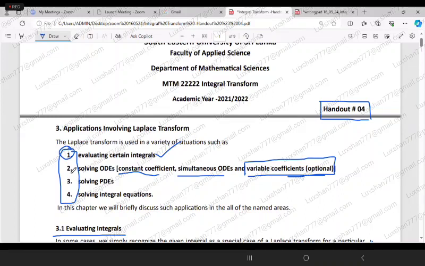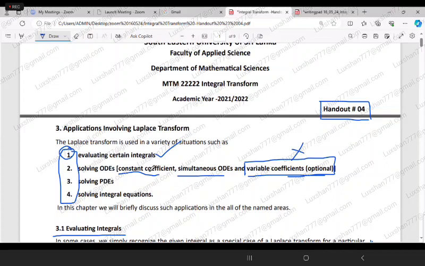Now we'll talk about solving ordinary differential equations. In this class, I'm going to discuss two types of ordinary differential equation. One is the constant coefficient and the other is simultaneous equations. I'm not going to discuss the simultaneous one, but in the handout you can find the notes for this also. If you are interested, you can read it and try to understand, but I will not take any question from this section for your assessment or final exam. So let's forget about this one.